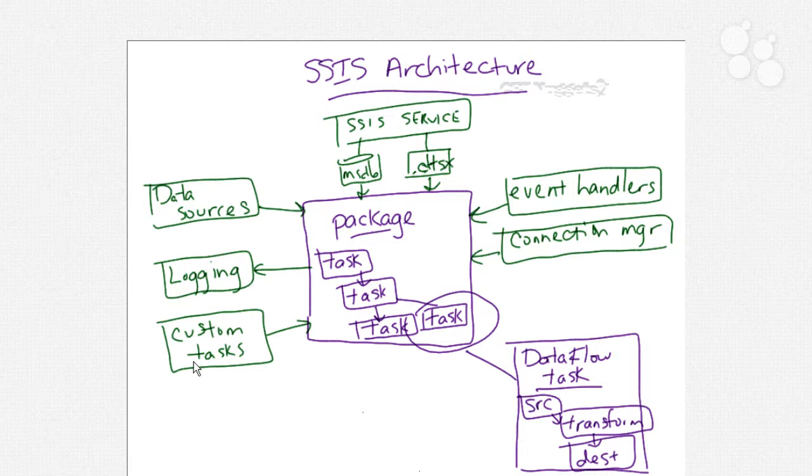Right down here is where we have our custom tasks. This is if you're proficient in C# or VB.NET. You'll see up here we have an SSIS service. And so a package can be stored in a .dtsx file, or it can be stored in the MSDB database itself. If you go to your control panel, and then administrative services, and then services, if you scroll down, you should see the SSIS service. In fact, I'm going to take you there right now.